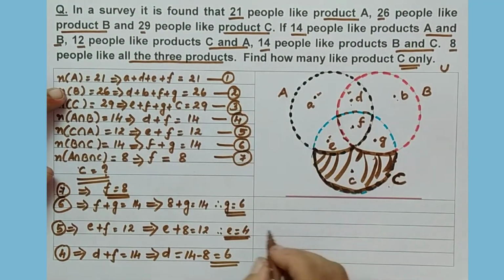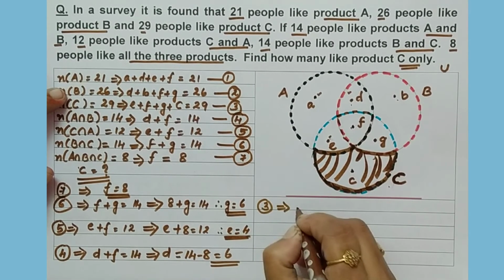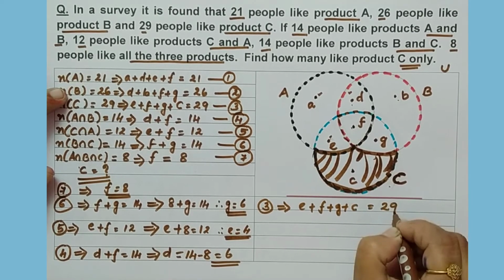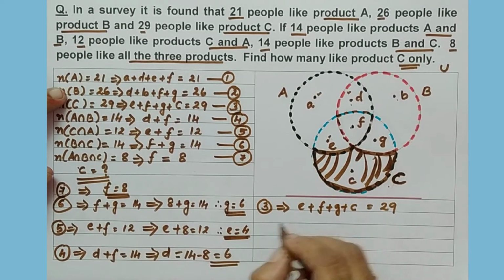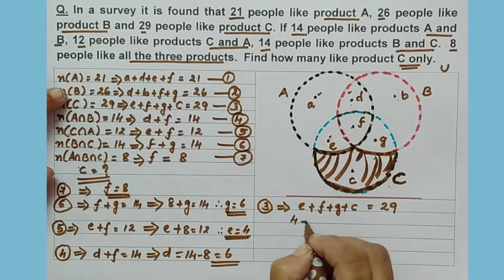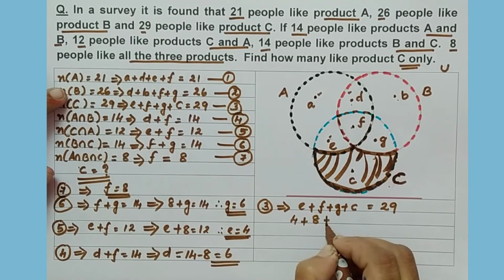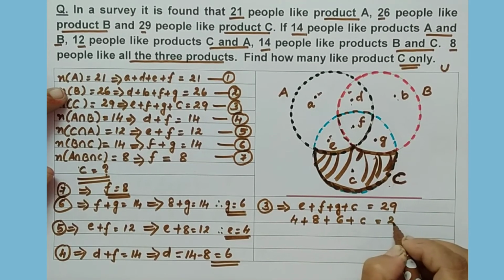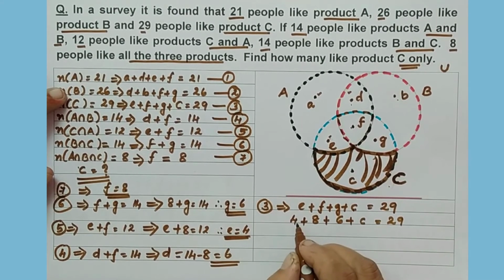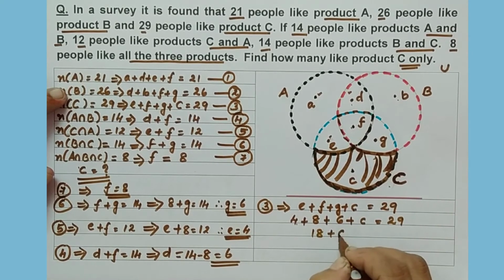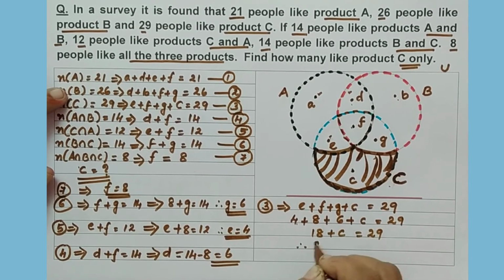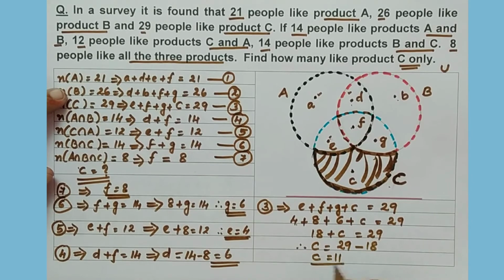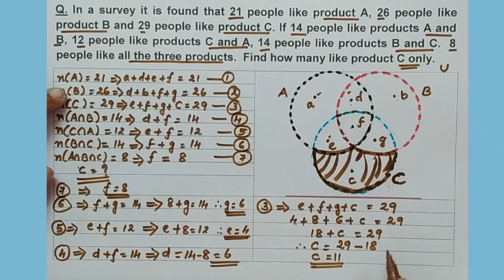Now I am going to take equation number 3. Equation number 3 gives E plus F plus G plus C equals 29. I am going to substitute the values. E equals 4, F equals 8, G equals 6, plus C, which you need to find, equals 29. 6 plus 4 is 10, 10 plus 8 is 18, plus C equals 29. Therefore, C equals 29 minus 18, which is 11.